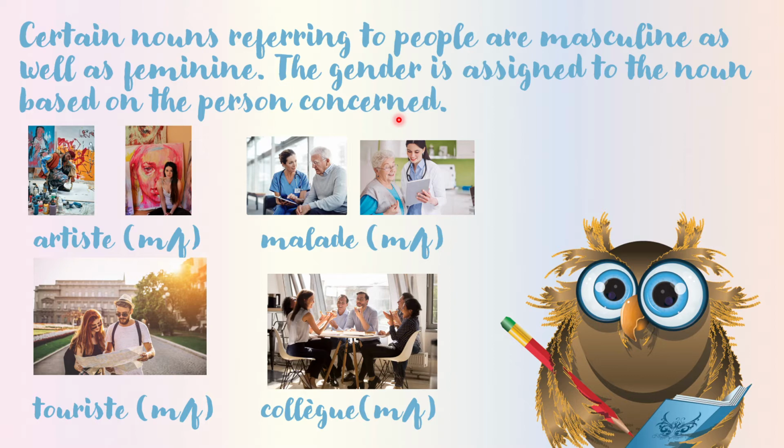Same way you have certain words in French which refer to people of both genders. You will assign the gender based on the context, based on whom you're talking about. For example, artiste can be a male artist as well as a female artist. This knowledge will come in handy when you do articles. Then malade is a patient, so it can be a male patient as well as a female patient. Tourist is a tourist, can be male, can be female. Colleague is a colleague, can be male, can be female as well. There are many more like this.